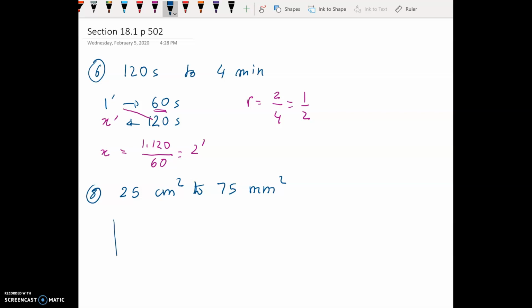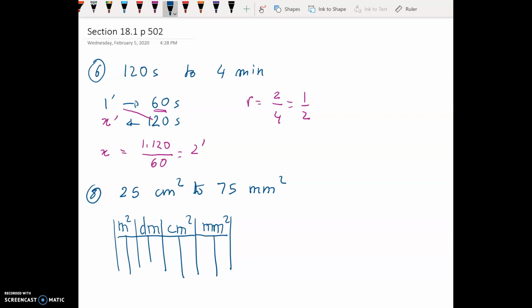So first of all, you should know your table. And what is this table? This table is starting with square meter, and then we have deci square meter, then you have centi square meter, and finally you will have milli square meter. All right, so I'm going to try to convert 75 square millimeters into centimeters. So it's going to be equal to how many centi square meters?